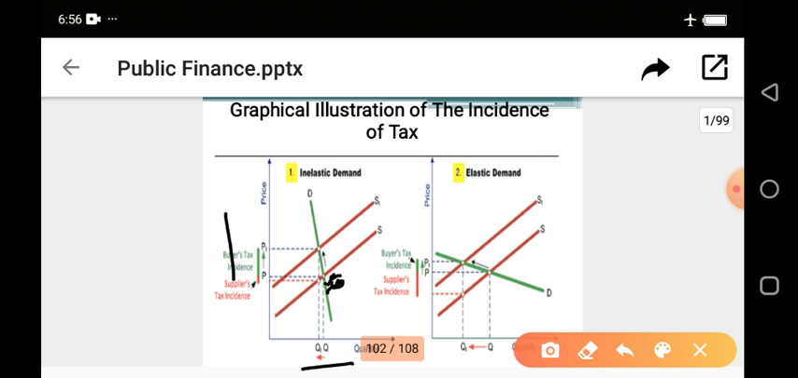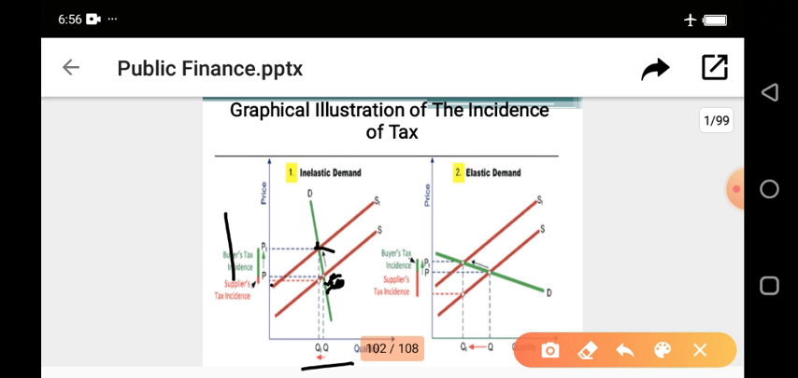Now, the gap between your P1 and P is what the consumer is going to pay, meaning the tax burden on the consumer. Why? If you trace the new equilibrium point, which is this one, to meet the first supply curve, which is S, we'll get another point under P, which is in red.